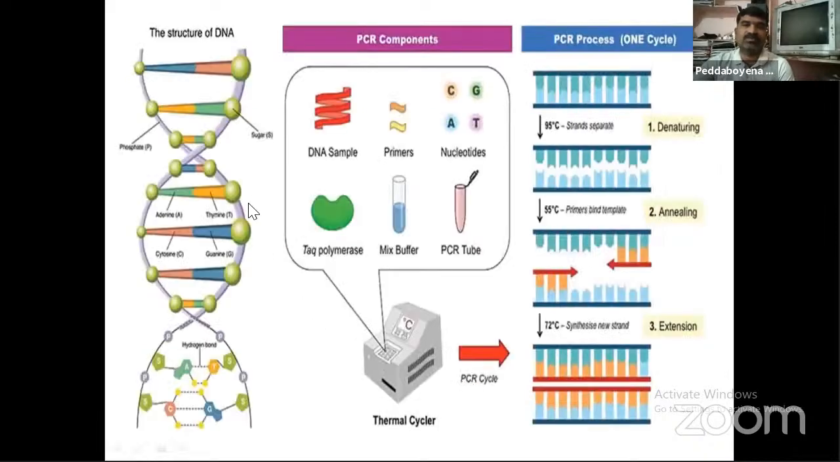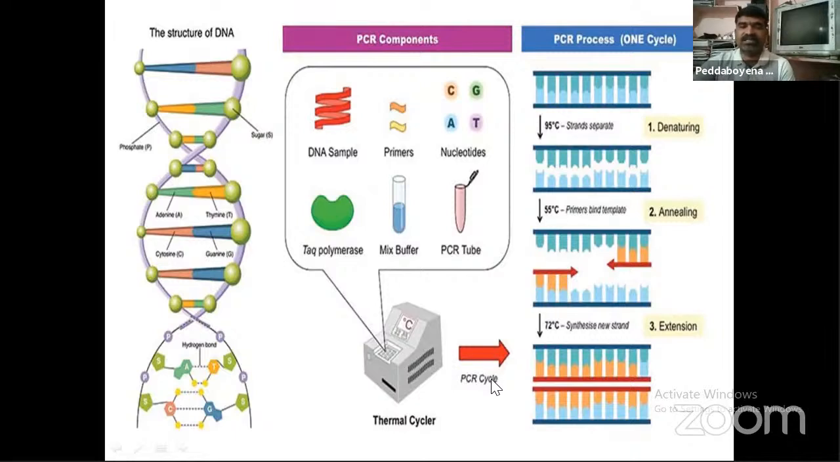And the next one, you are observing a PCR structure. First, the PCR components. The DNA structure we already know: the double stranded structure can be cut into small pieces. So you are observing the DNA sample, primers, and the nucleotides adenine, thymine, guanine, cytosine, mixed with the buffer solution. These fragments are in the PCR tube in the presence of the Taq polymerase enzyme.